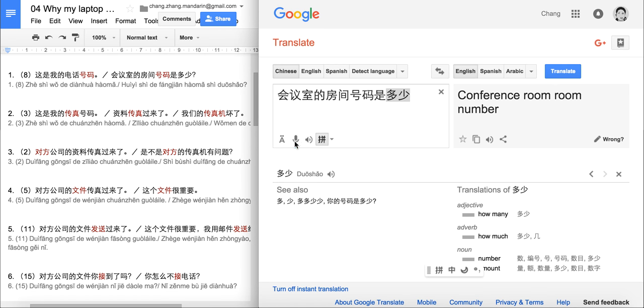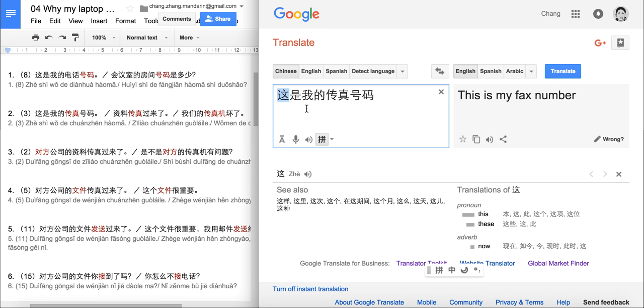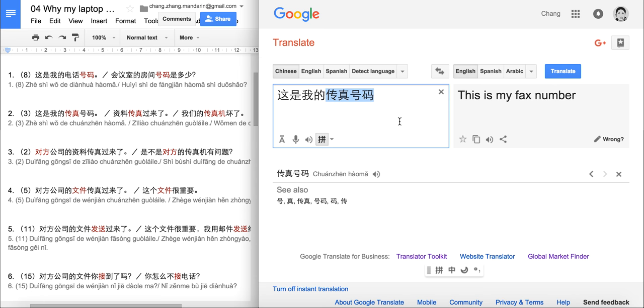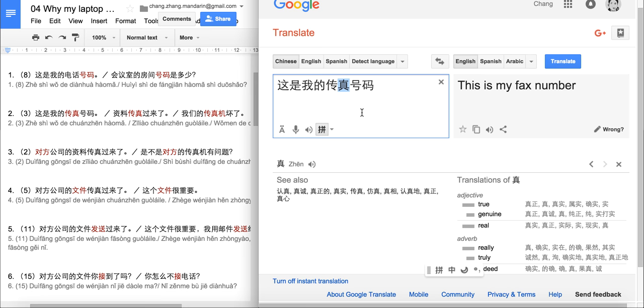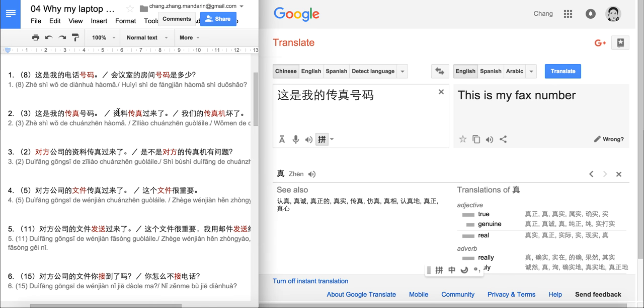这是我的传真号码. This is my number, about the new word 传真. 传真, okay, so 传真 is the fax number, and in natural translation it just refers to fax. So this is my fax number. And an interesting word, this one, 传 means to pass or pass down, and 真 means reality or true, okay? So for us, fax is just the way of passing the truth, passing the real thing. Next one.